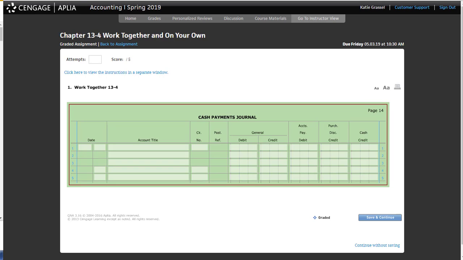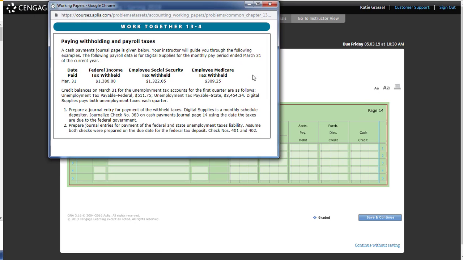So our data that they give us for instructions says a cash payment journal is given below. Your instructor will guide you to the following examples. The following payroll data is for digital supplies for the month pay period ended March 31st of the current year. And so we have the date paid, March 31st, federal income tax, employee Social Security tax, and remember we know that Social Security is a matching, and employee Medicare tax. It says credit balances on March 31st for unemployment for the first quarter are as follows. Unemployment federal, unemployment state, and digital supplies pays both unemployment taxes each quarter.